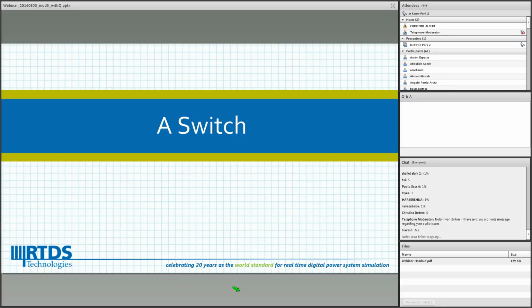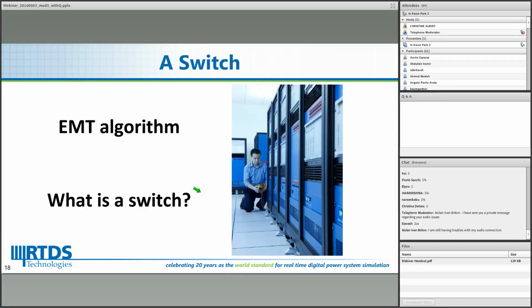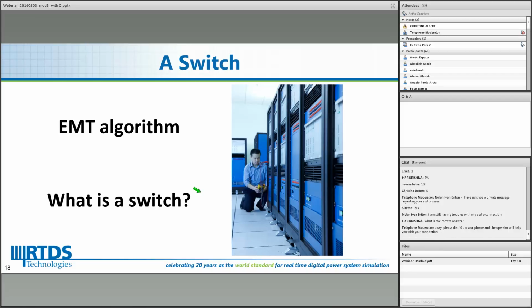The next topic I want to talk about is the switch, how to model a switch in our simulations. And this is the flow of this part of the presentation. We'll start from the recap of the EMT algorithm. EMT stands for electromagnetic transient. So we will refresh our knowledge regarding how the simulation goes in our simulator. Then we'll have a look at how a switch can be modeled under that EMT algorithm.